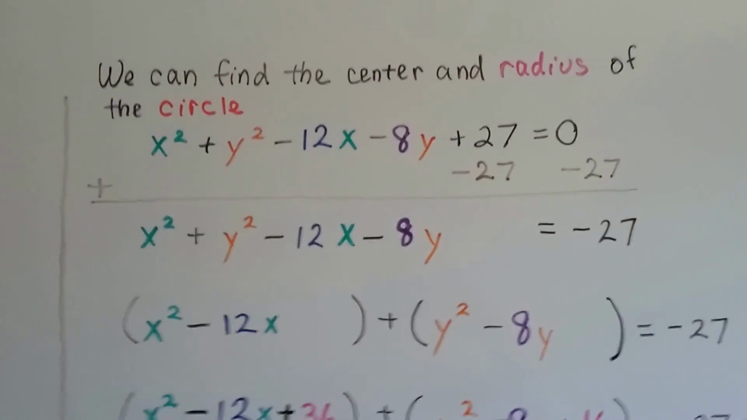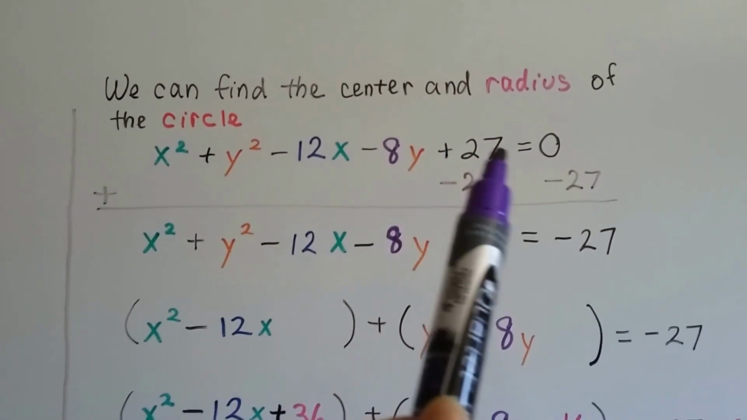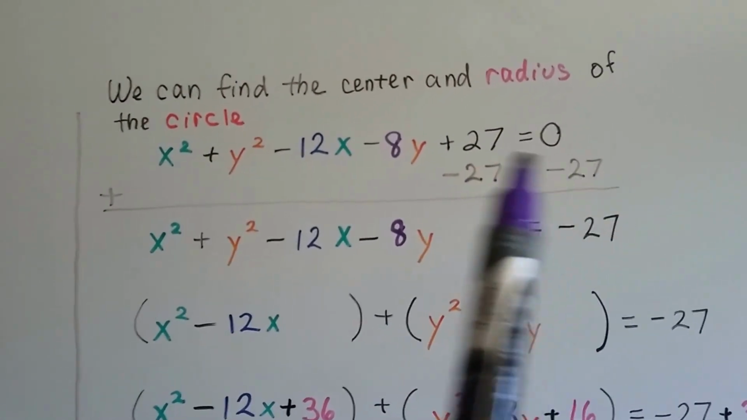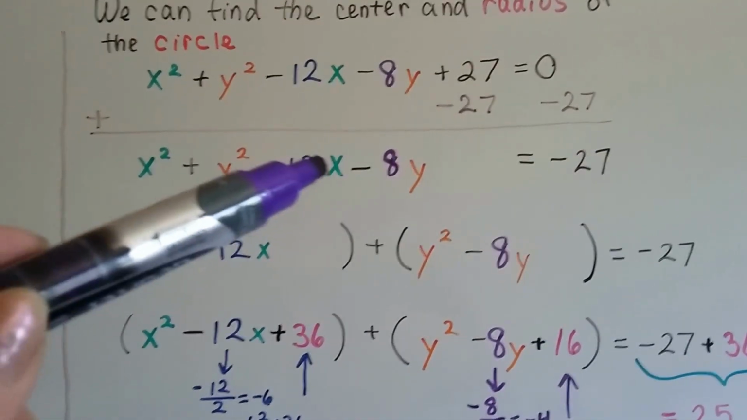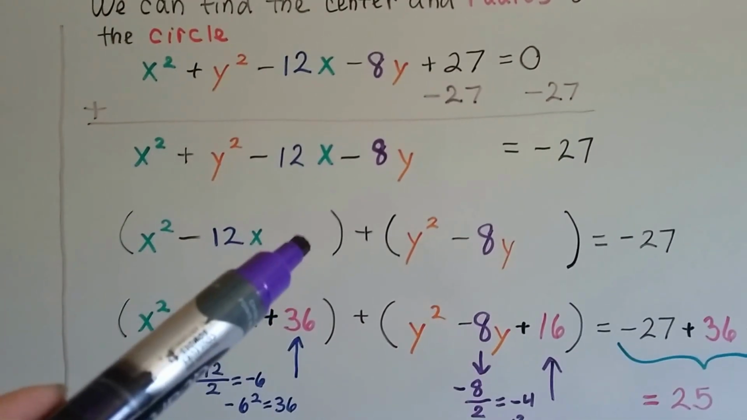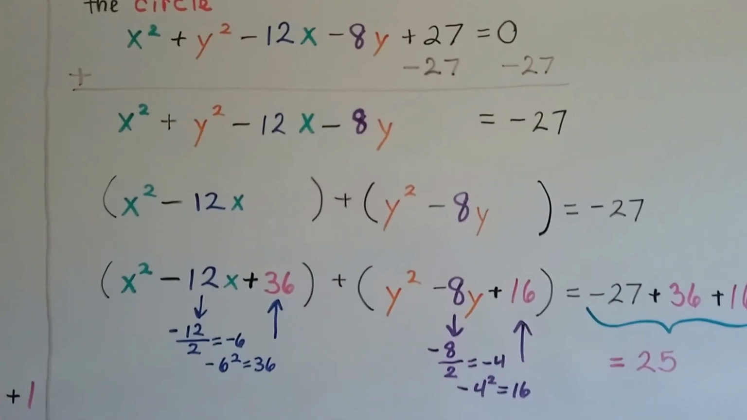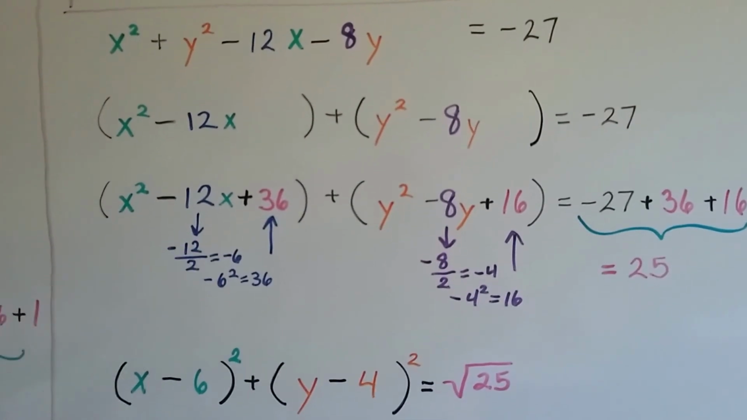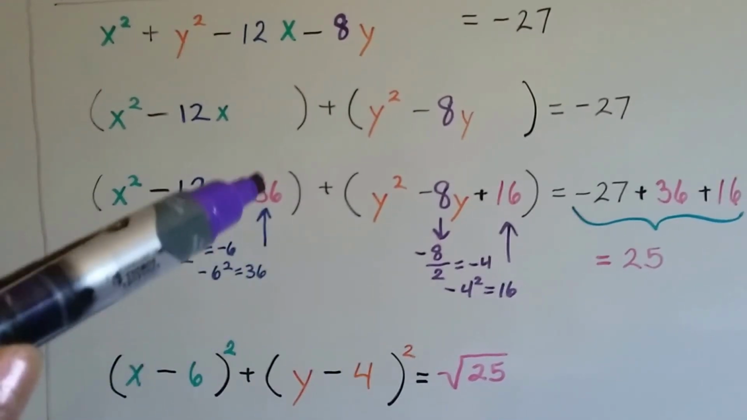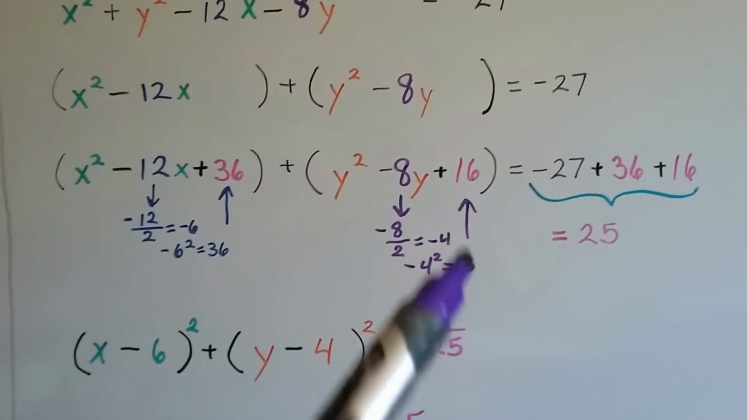Let's try this again. We can find the center and radius of this circle. So I'm going to spell it out now. We've got x squared plus y squared minus 12x minus 8y plus 27 equals 0. We're going to add that negative 27 to each side of the equation, so it's going to equal negative 27. Now we can put the x squared minus 12x here, and that's the square that needs to be completed. We've got the y squared minus 8y, and that's the square that needs to be completed, and it equals negative 27. We take this 12, the coefficient for x, we divide it by 2, and we get a negative 6, and we square it. Negative 6 times negative 6 is a positive 36, so that's the square completed. This negative 8 divided by 2 is a negative 4. When we square that, we get a positive 16.